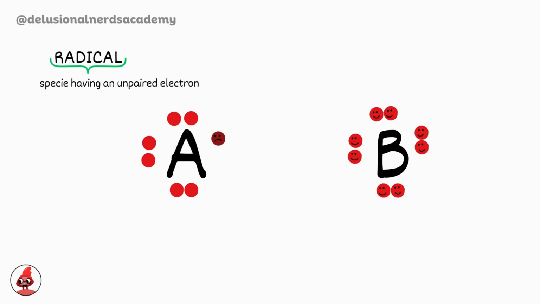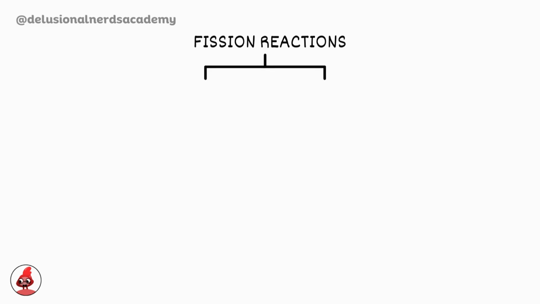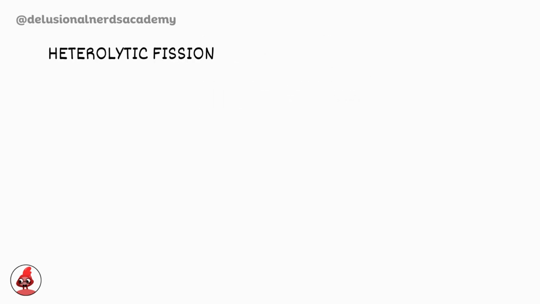Now, A is highly unstable and extremely reactive. Why? Because it wants this electron to pair up with another to satisfy the octet rule. Now stay focused. We're about to discuss two types of fission reactions, homolytic fission and heterolytic fission. Let's start with heterolytic. Hetero means different and lytic means to split apart.